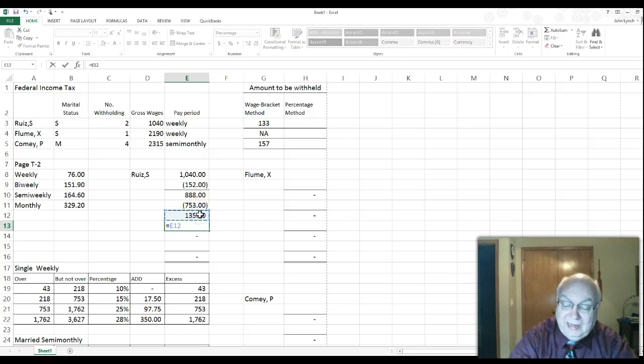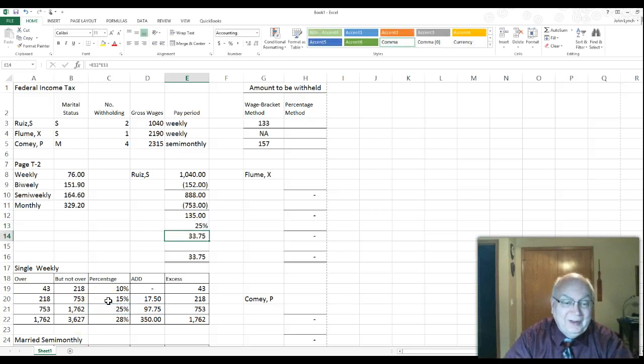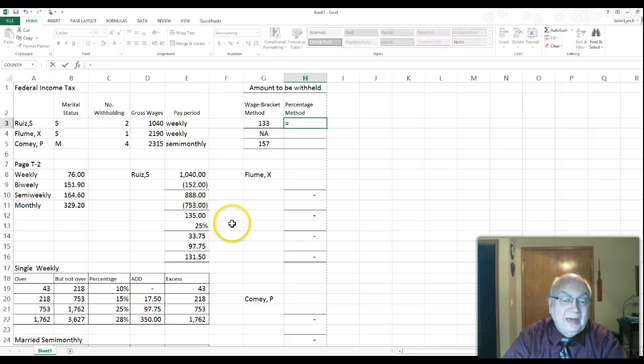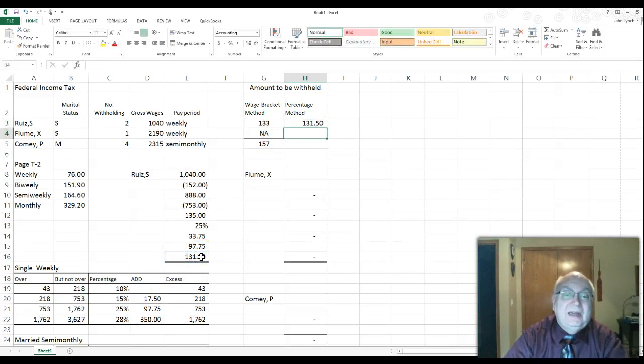That amount, the 135, is taxed at the 25% bracket. I was going to do the calculation. Just the one with the 25% bracket. Then the excess, you add the rest of it. Then you add $97.75. So the tax for this under the wage bracket method, or the percentage method, is $131.50.